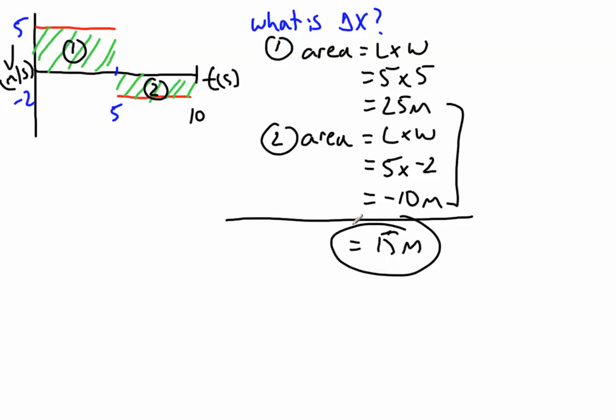So the thing that this example illustrates is that when the object is moving in the negative direction, you still have an area, but it's sort of a negative area. It represents a negative displacement. All right, let's take a look at another example here.